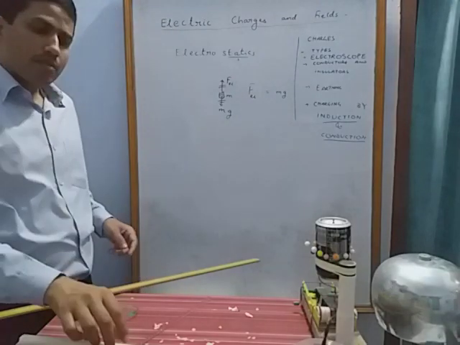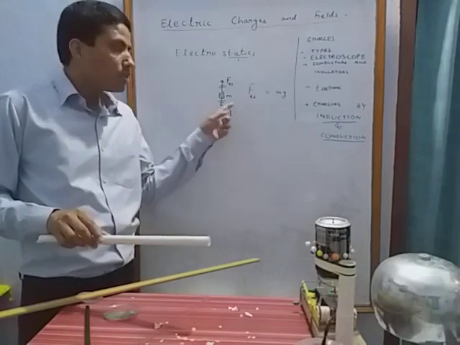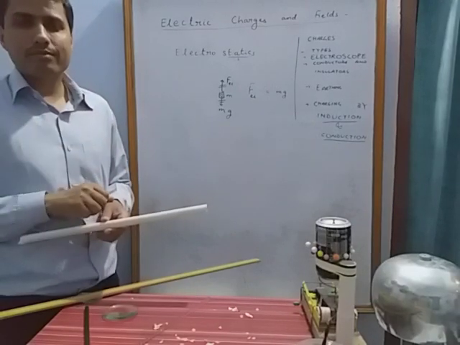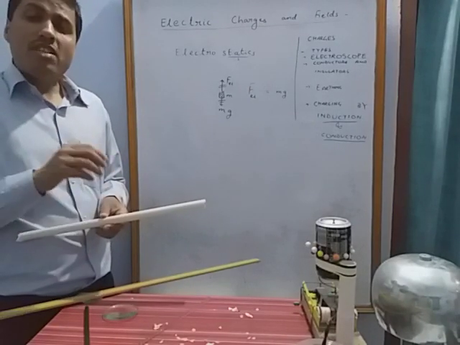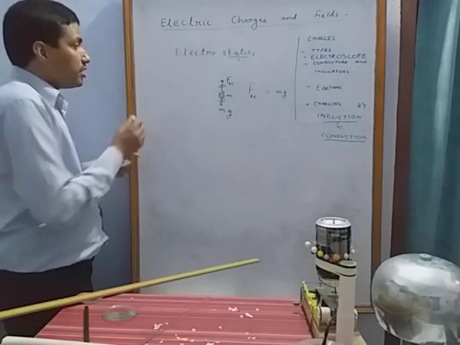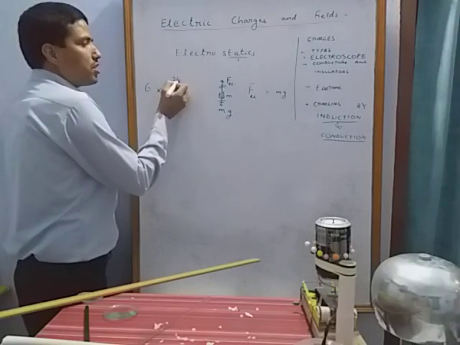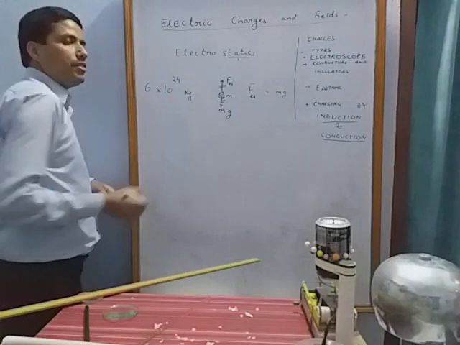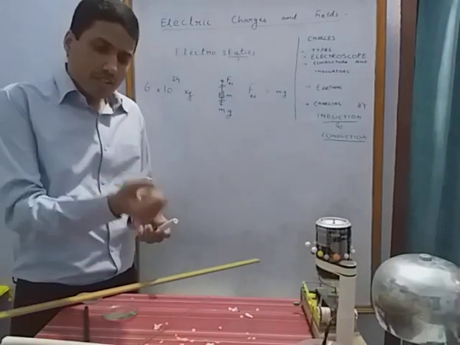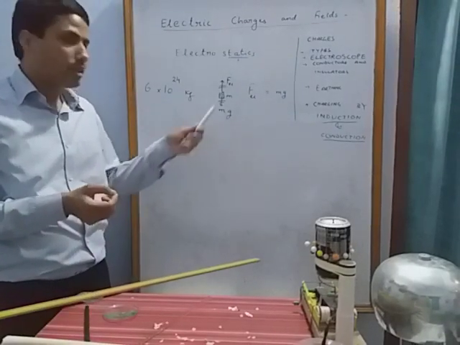Now here comes the interesting part. Who exerts this gravitational force? Obviously, it is the Earth. What is the mass of the Earth, do you know? It is 6 into 10 to the power 24 kg. The entire Earth exerts some force in the downward direction that is equal to the weight of the paper.